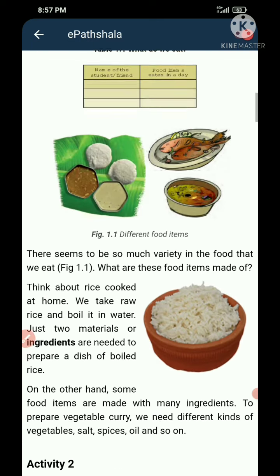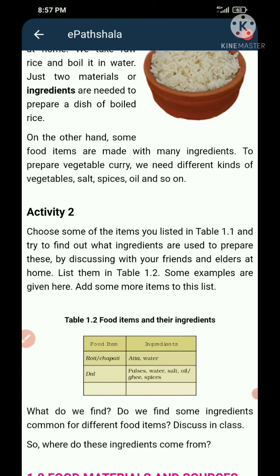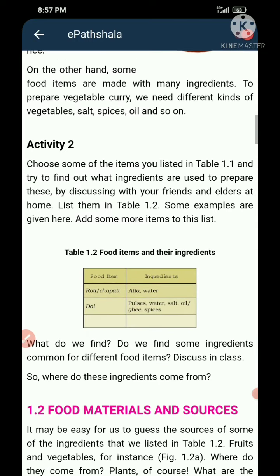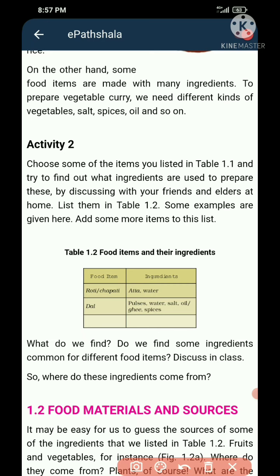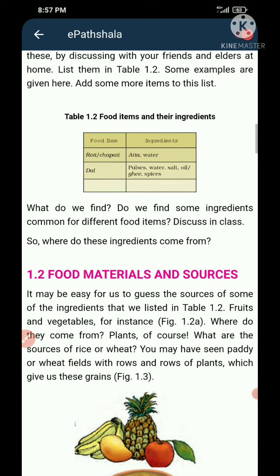So our next topic is food items and their ingredients. We also have to understand what ingredients are. Like in roti and chapati, atta and water are the ingredients. In dal, pulses, water, salt, oil, ghee, and spices are the ingredients. So basically, the nutrients come from the ingredients. For making one thing, a lot of ingredients are used.